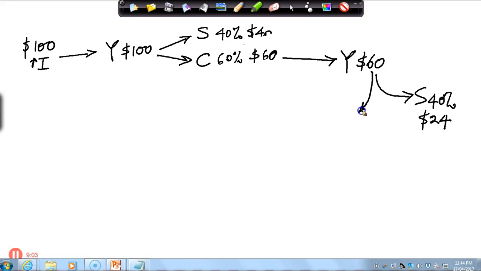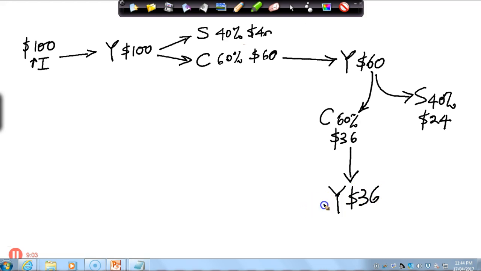And they will spend the other 60%. Consumption, 60%. The marginal propensity to consume being 60% of the income. So that's $36. What happens to that $36? That's spent on goods and services, which means that that is $36 for yet another group.